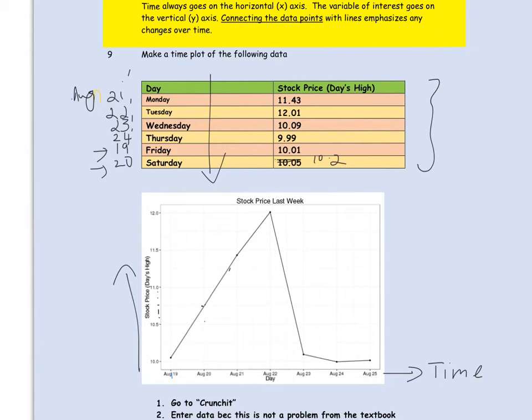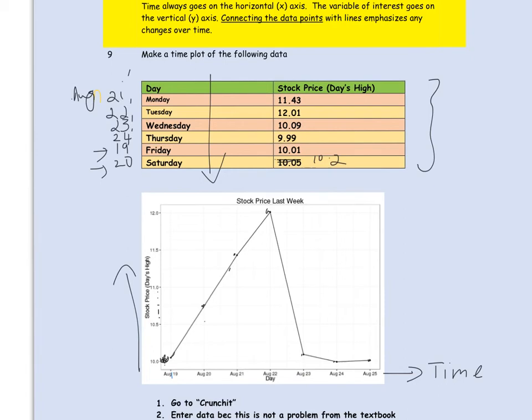So we've plotted points for each piece of information we have on the table, and these points are joined by lines, and that's what forms a time plot. Now it's easy to see the variation in the stock price without actually having to look at numbers. You can just follow the dots here that are connected by lines, and that'll show you how the stock price is varying. So August 19th, it was at around 10.01.